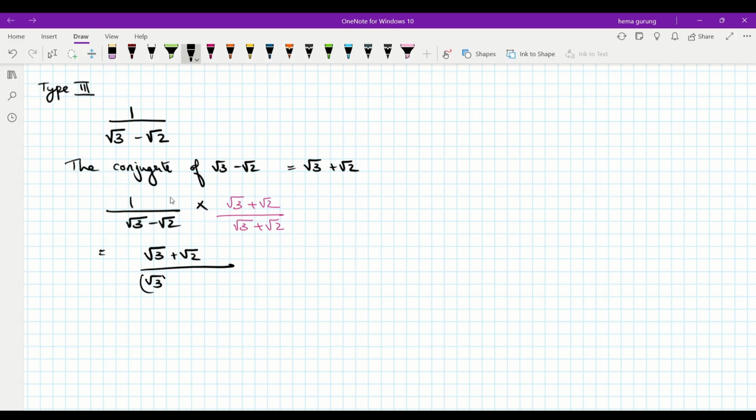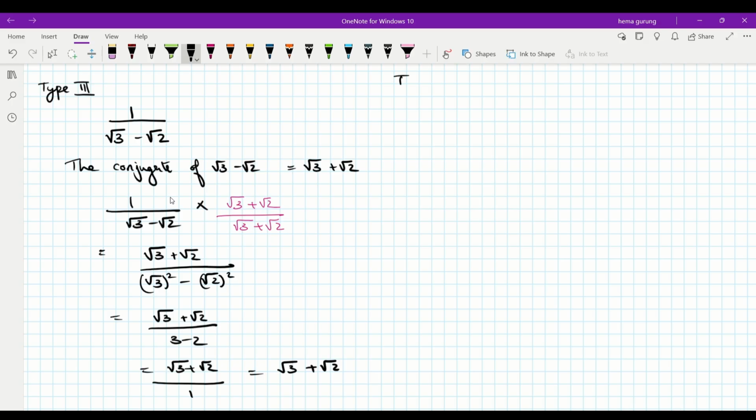Again, can I write directly here? It is in the form of a plus b times a minus b. So root 3 squared minus root 2 squared is 3 minus 2, which is 1. And your answer is root 3 plus root 2. Is that okay?